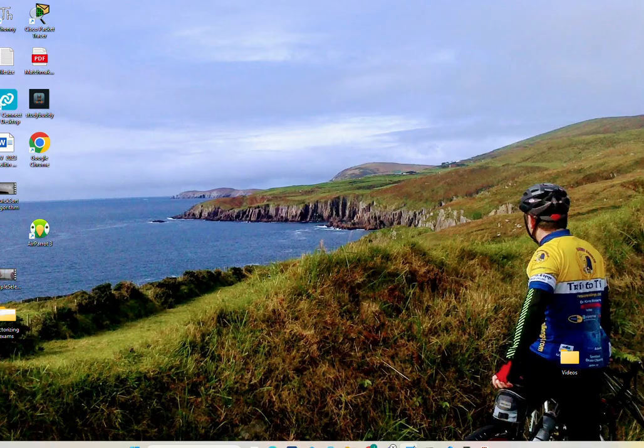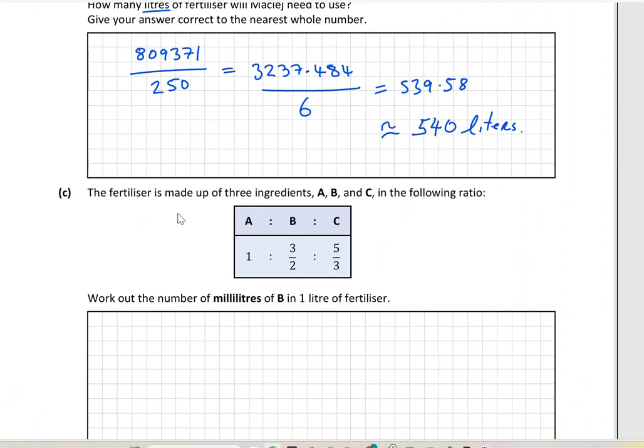Right. Oh, sorry. The fertilizer is made up of 3 ingredients, A, B, and C, in the following ratio. 1 is to 3 over 2 is to 5 over 3. Work out the number of milliliters of B in 1 liter. Okay. So if you look at these two, that's a half and that's a third. I'd be inclined to multiply them all by 6. So if I multiply 1 by 6, it'll turn into 6. If I multiply this by 6, it'll be 6 over 1. So I'll just do it up here so that I show my work.